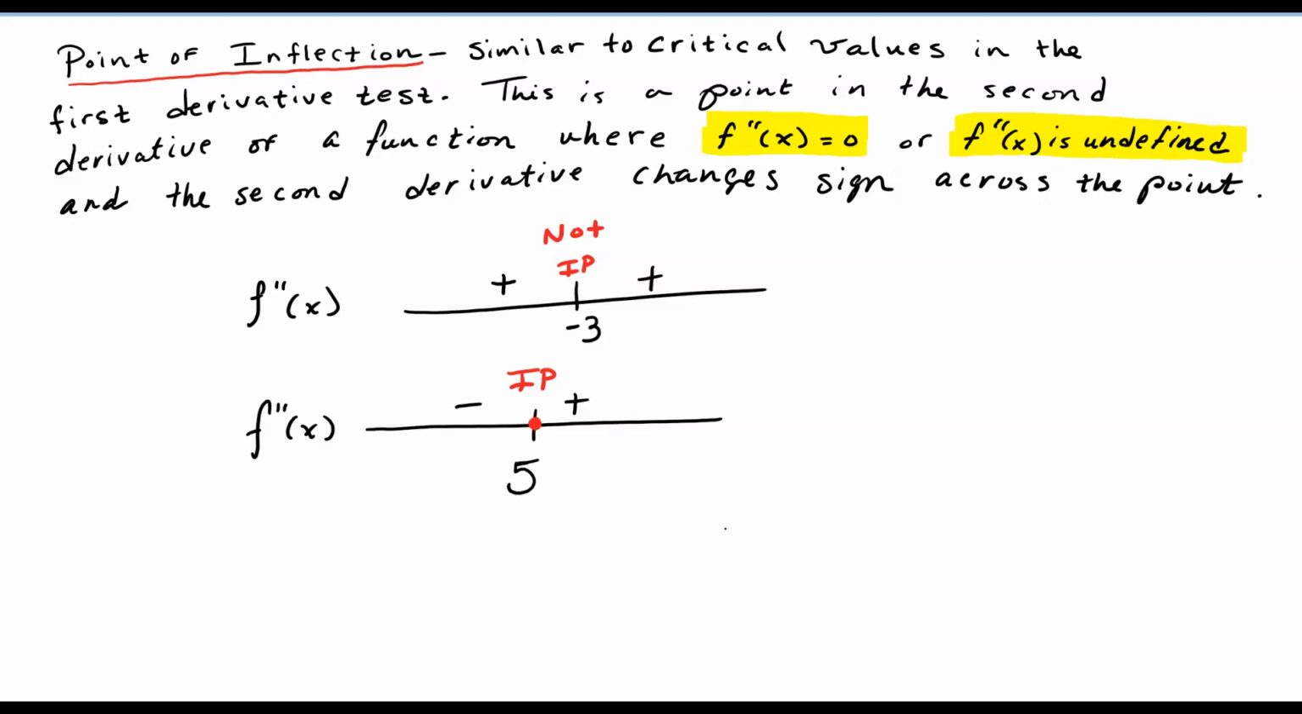Okay, now we're going to talk about what are called inflection points. So I've written down the word here, point of inflection. Now this is really similar to a critical value from the first derivative test. If you remember, the critical value in the first derivative test is where the derivative is equal to 0 or where it is undefined. Those were critical values or critical numbers. This is really similar. In this case, we're thinking about the second derivative.